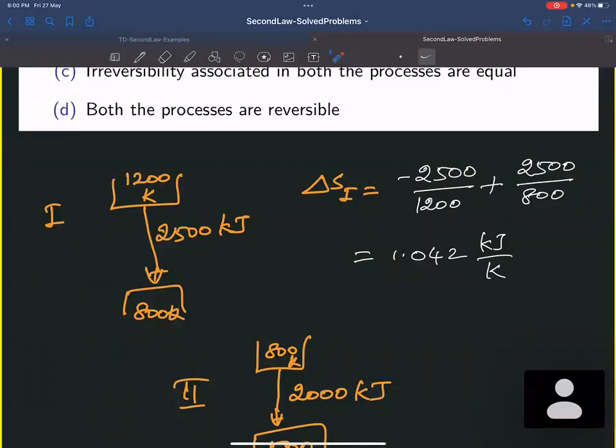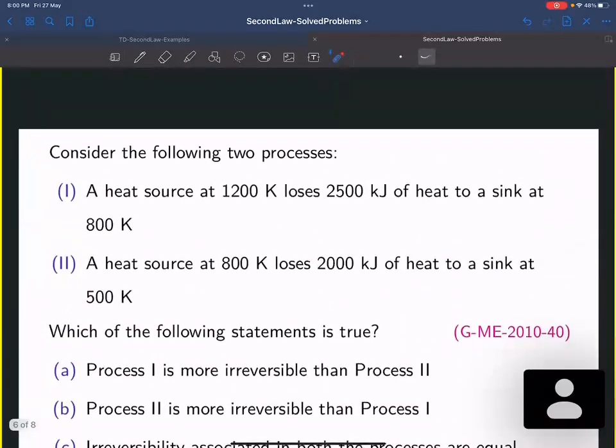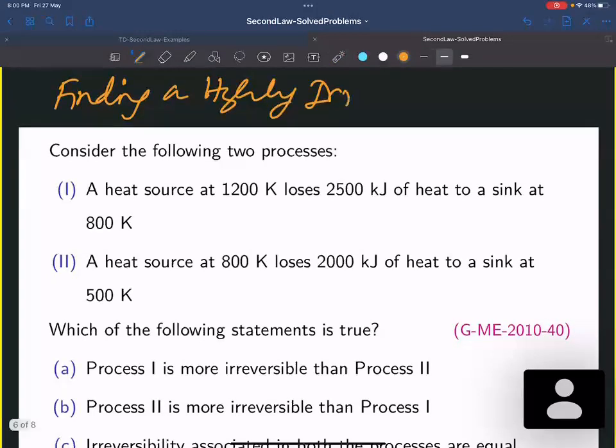Giving some connection with this problem. What is this problem's title? Checking the reversibility, or finding the more reversible process. Fine. So up to this, okay.